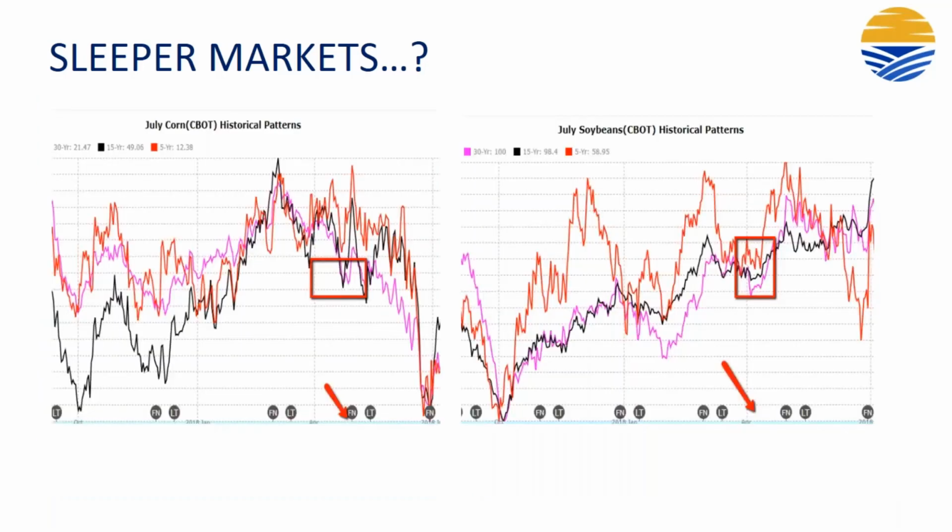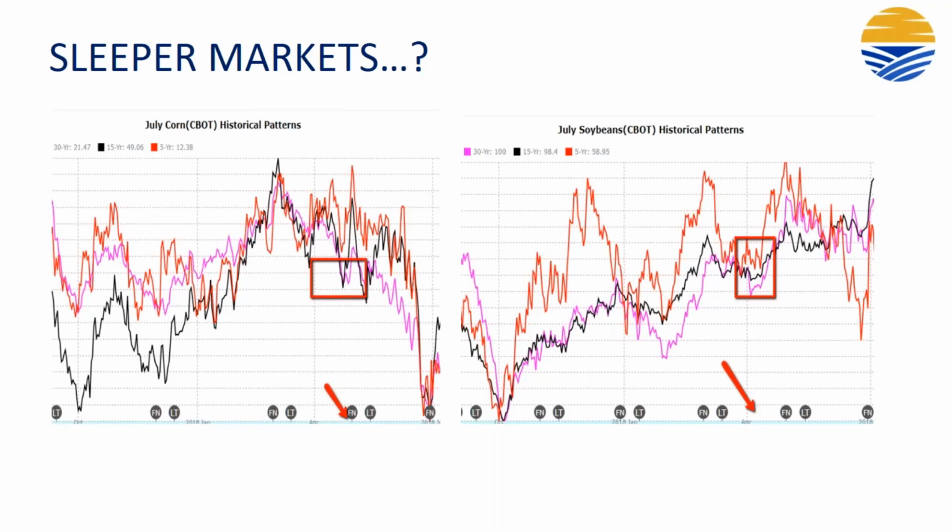We also talked about trades in corn, soybeans, and wheat. This is corn on the left, beans on the right. You see here from a 5, 15, and 30-year historical price perspective, the markets tended to get quiet or bottom out at this time of the year. It's exactly what they were doing. We had favorable weather out in the Midwest.